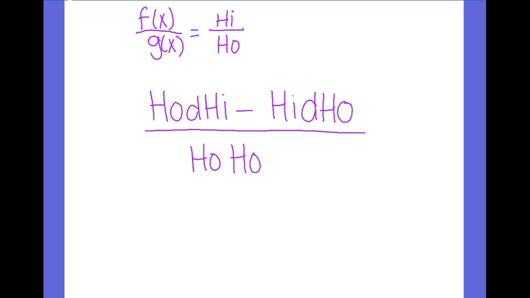So high is for above, right? So something is high. Ho is down low. So it is hi ho. So it becomes ho D high, where D stands for derivative. So ho D high, bottom derived the top, minus high D ho. So D again, derivative of bottom, all over ho ho.